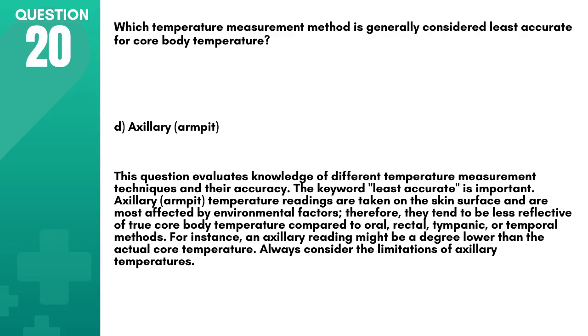The keyword least accurate is important. Axillary, armpit, temperature readings are taken on the skin surface and are most affected by environmental factors, therefore, they tend to be less reflective of true core body temperature compared to oral, rectal, tympanic, or temporal methods. For instance, an axillary reading might be a degree lower than the actual core temperature. Always consider the limitations of axillary temperatures.